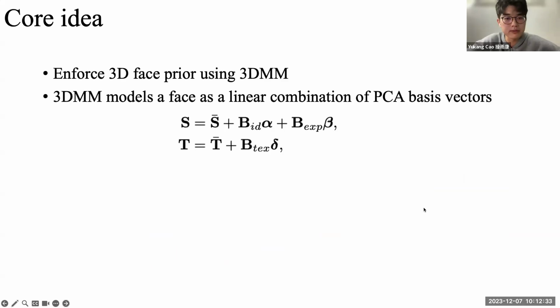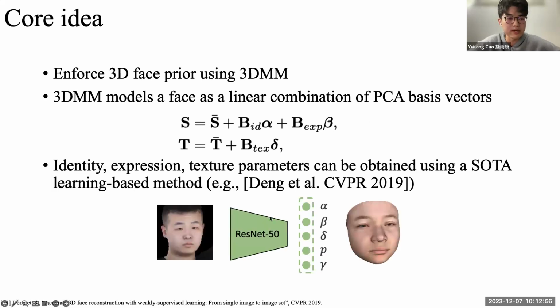To achieve these objectives, our proposed approach involves leveraging a 3D morphable model, 3DMM, to enforce some 3D face priors. 3DMM models a face as a linear combination of PCA basis vectors, which can be expressed as these equations, where alpha, beta, and delta represent the identity, expression, and texture parameters. In our method, we estimate the parameters and construct both the geometry and texture of 3DMM from cropped and resized images.